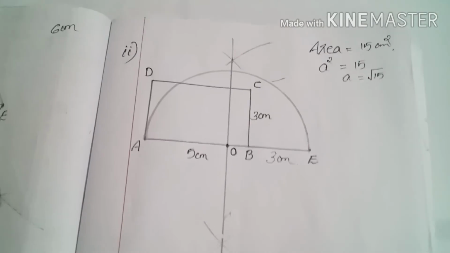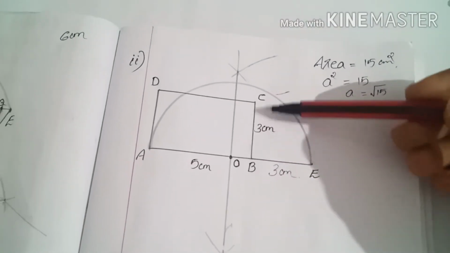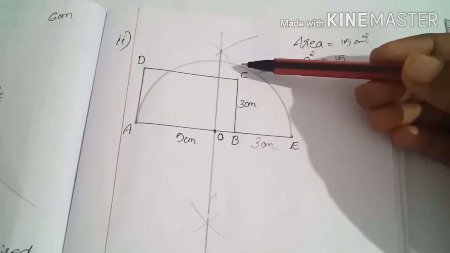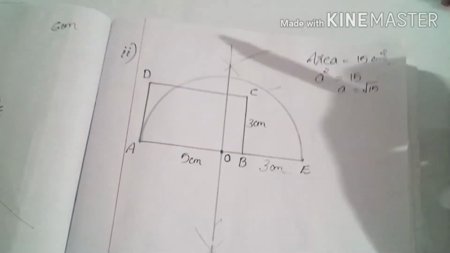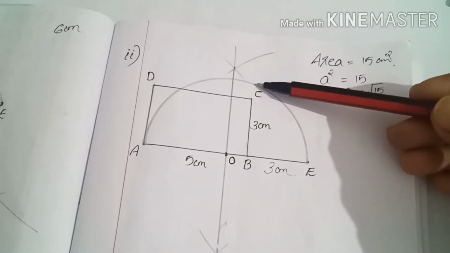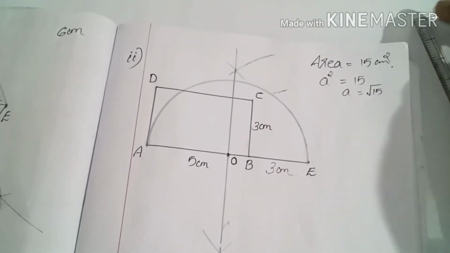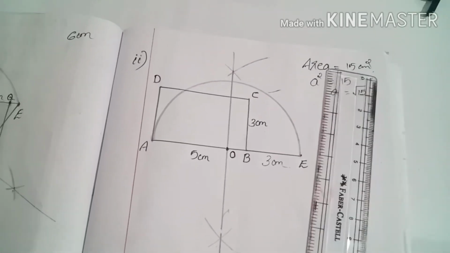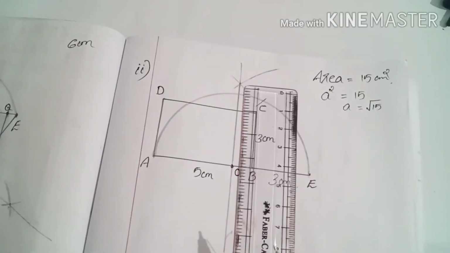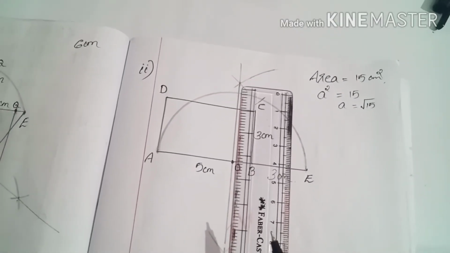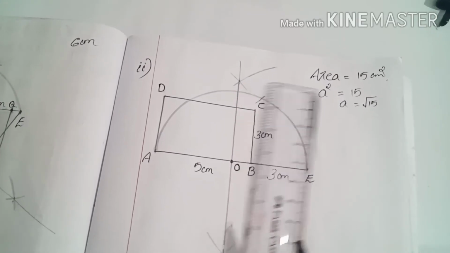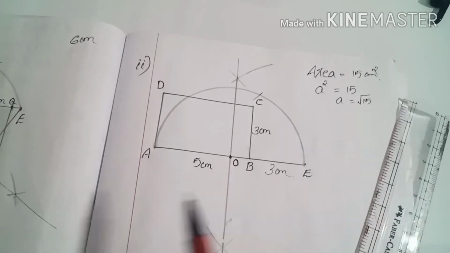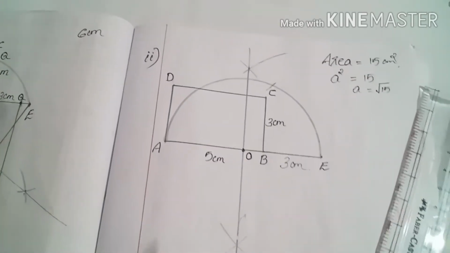Now the next step is to extend this height, the 3 centimeter height BC, upwards until it meets the semicircle. Just extend up to the semicircle's point. Don't extend from the bisector. Most of you make this mistake. Don't consider this perpendicular bisector as a line. The perpendicular bisector is just to find the center point. After getting the center point, leave it. No need to use it.